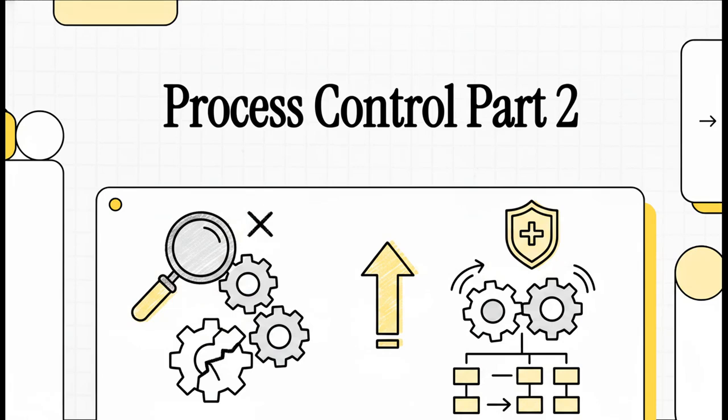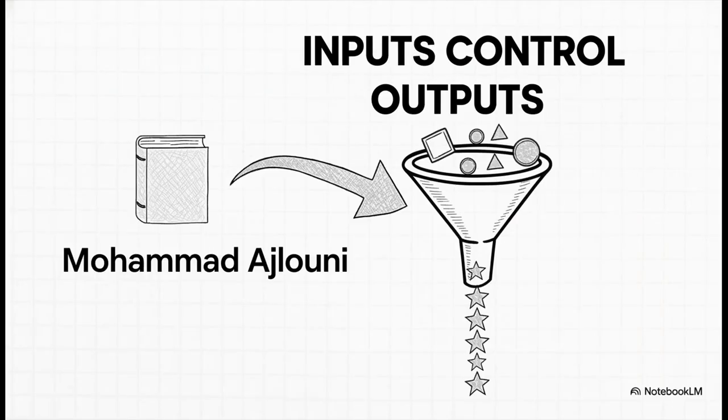Hey, welcome back. So, in our last explainer, we really laid the groundwork for process control. Today, we're going to take that next huge step. We're going to shift our whole way of thinking, away from just catching mistakes and toward preventing them from ever even happening. And just so you know, this whole breakdown is based on the fantastic work of Mohammed Ajaluni.